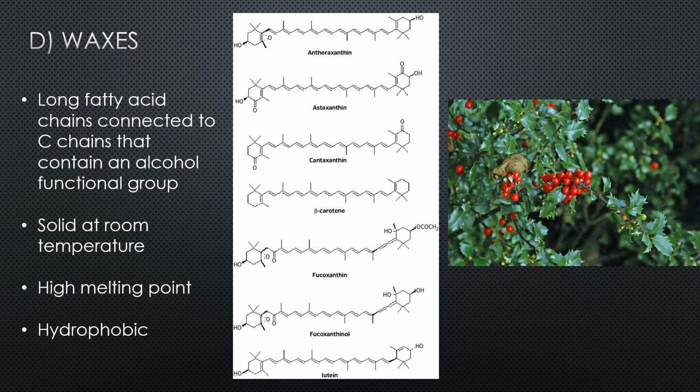Our fourth lipid that occurs in nature is our waxes. And these are long fatty acid chains connected to carbon chains that contain an alcohol functional group. Remember, we talked about those functional groups being really important in how they interact biochemically. So usually if you're looking for an alcohol group, you're looking for that OH. And so we have these long chains connected to a carbon with an alcohol functional group.